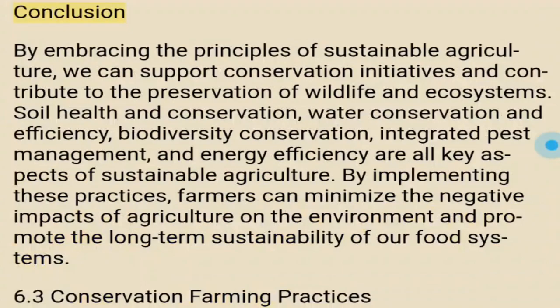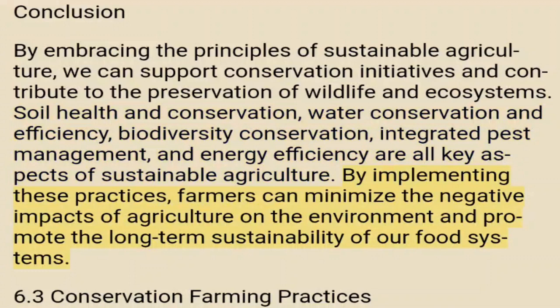Conclusion. By embracing the principles of sustainable agriculture, we can support conservation initiatives and contribute to the preservation of wildlife and ecosystems. Soil health and conservation, water conservation and efficiency, biodiversity conservation, integrated pest management, and energy efficiency are all key aspects of sustainable agriculture. By implementing these practices, farmers can minimize the negative impacts of agriculture on the environment and promote the long-term sustainability of our food systems.